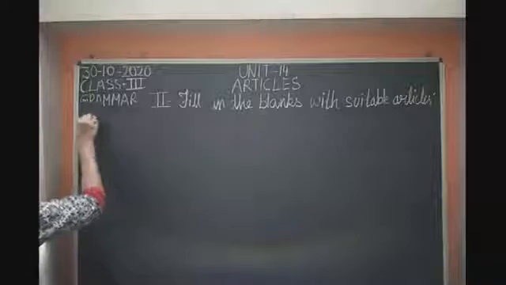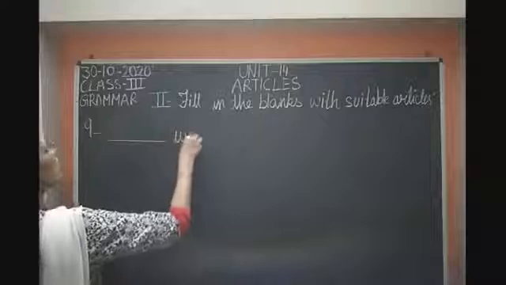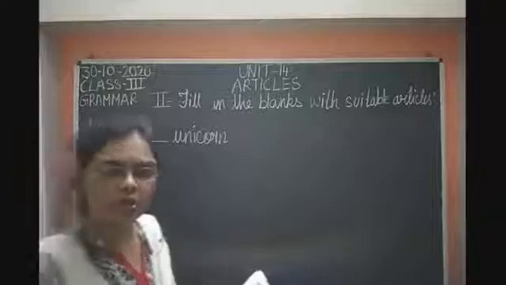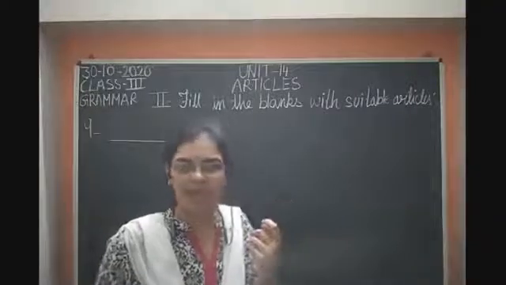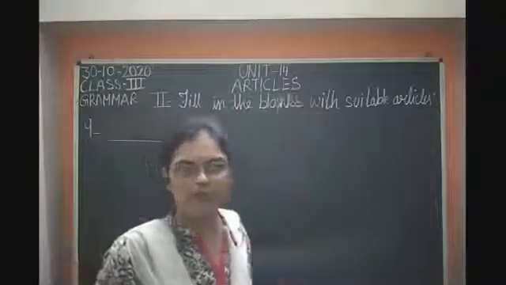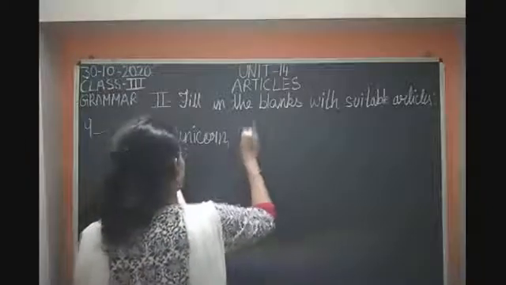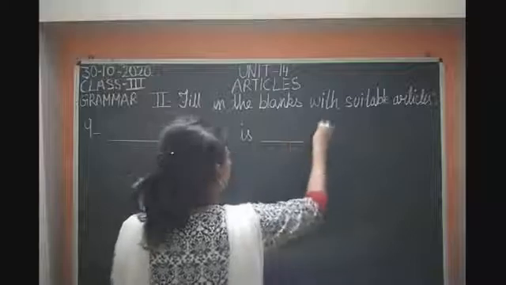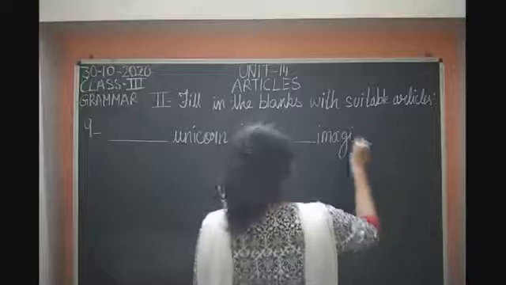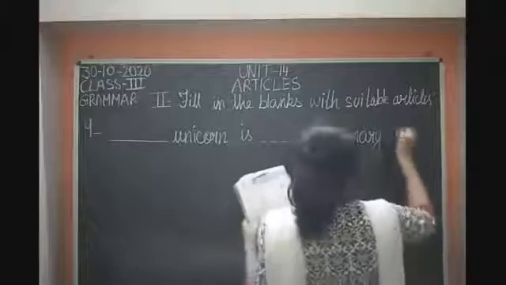Now the 9th one. Dash unicorn. I hope all of you know the meaning of unicorn. Unicorn is an imaginary creature, a creature like a horse which has a horn on its head, and it has wings. So that is known as a unicorn. Dash unicorn is dash imaginary. Imaginary means it doesn't really exist, people have just imagined that such a creature could exist.